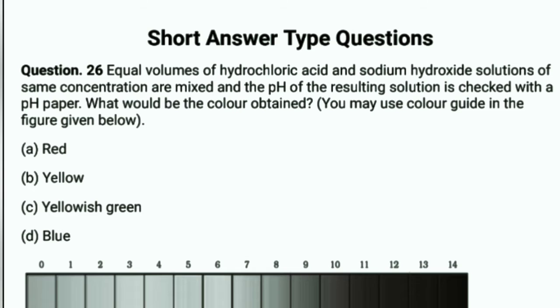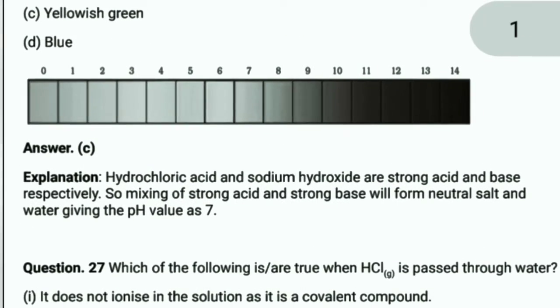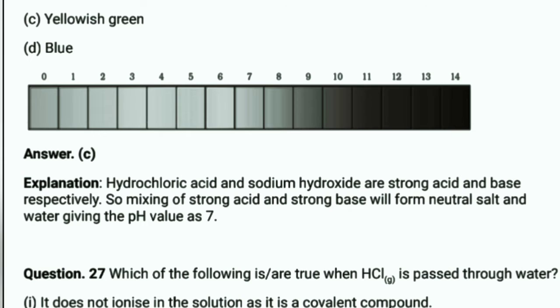Equal volumes of hydrochloric acid and sodium hydroxide solutions of the same concentration are mixed and the pH of the resulting solution is checked with the pH paper. What would be the color obtained? You may use the color guide in the figure given below. Yellow. Explanation. Hydrochloric acid and sodium hydroxide are a strong acid and base respectively. So mixing a strong acid and a strong base will form a neutral salt and water, giving the pH value as 7.